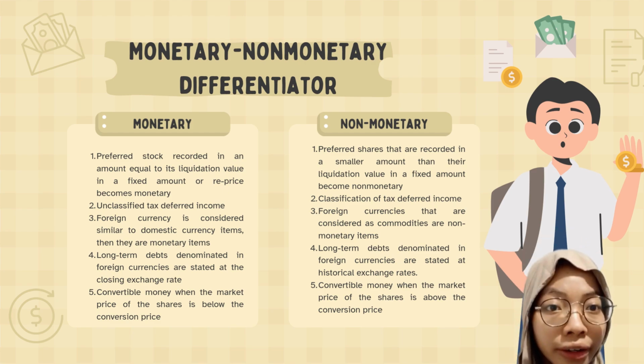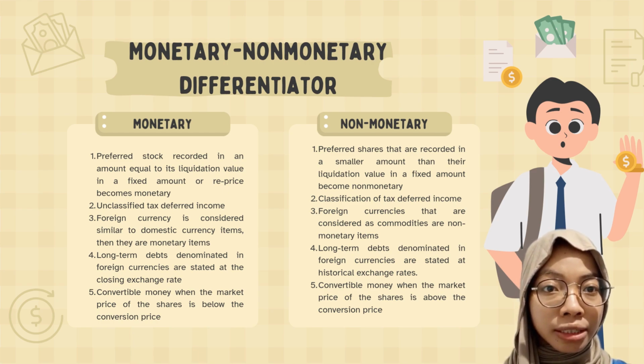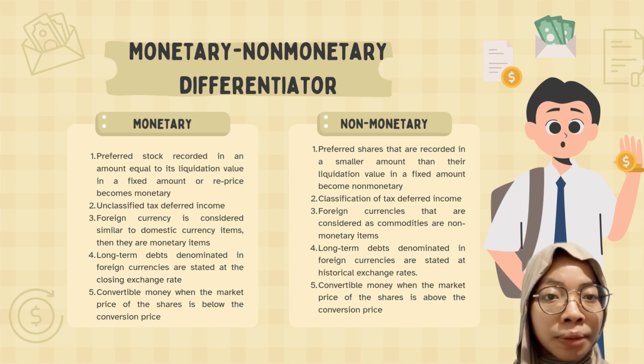Distinguishing between monetary and non-monetary items is important because they are treated differently. Monetary items experience a change in purchasing power. Examples: preferred stock recorded at fixed liquidation value, unclassified deferred tax income, foreign currency treated as domestic currency, long-term debt using the closing exchange rate, convertible bonds when the market price of the share is below the conversion price.